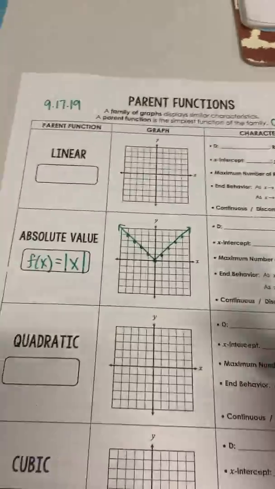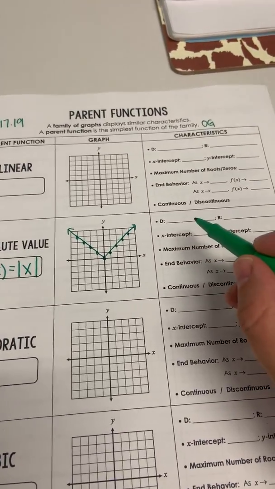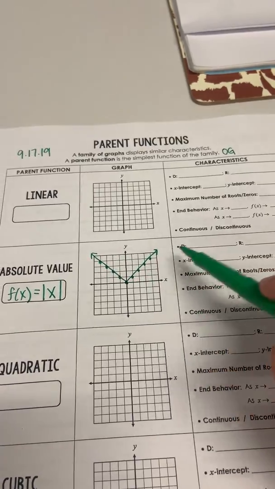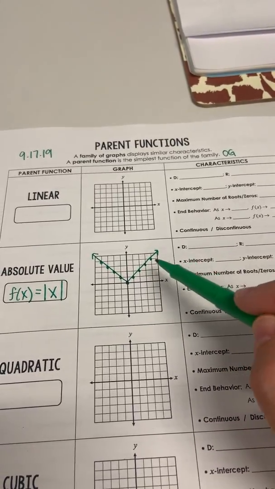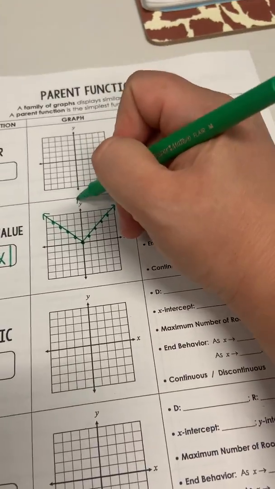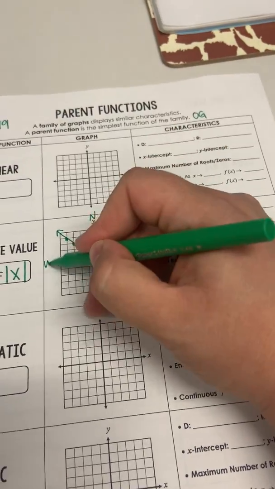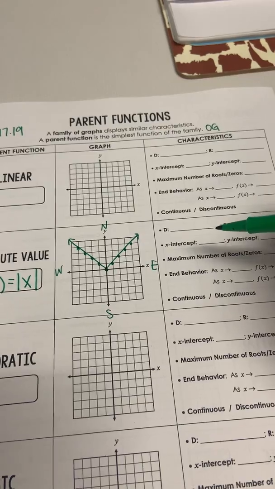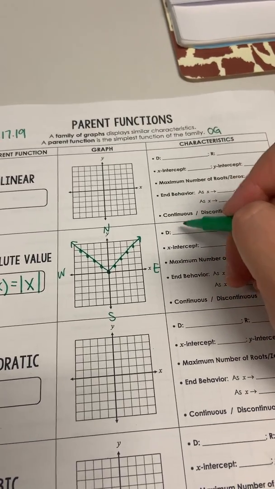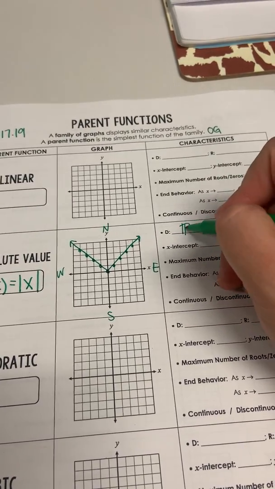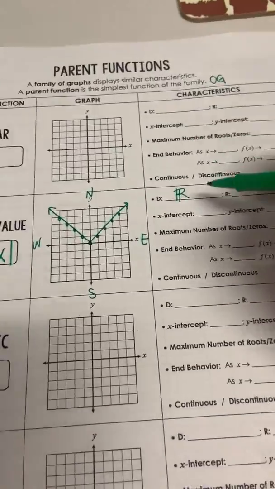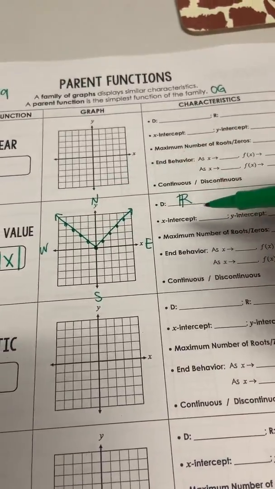Over here, these are the characteristics. We start with domain and range. So the domain, remember, we talk about it in east to west. So I might just write this up here: north, south, west, and east. It extends in the west to east direction continuously. So I'm going to write all real numbers for the domain, because it extends in the west to east direction.